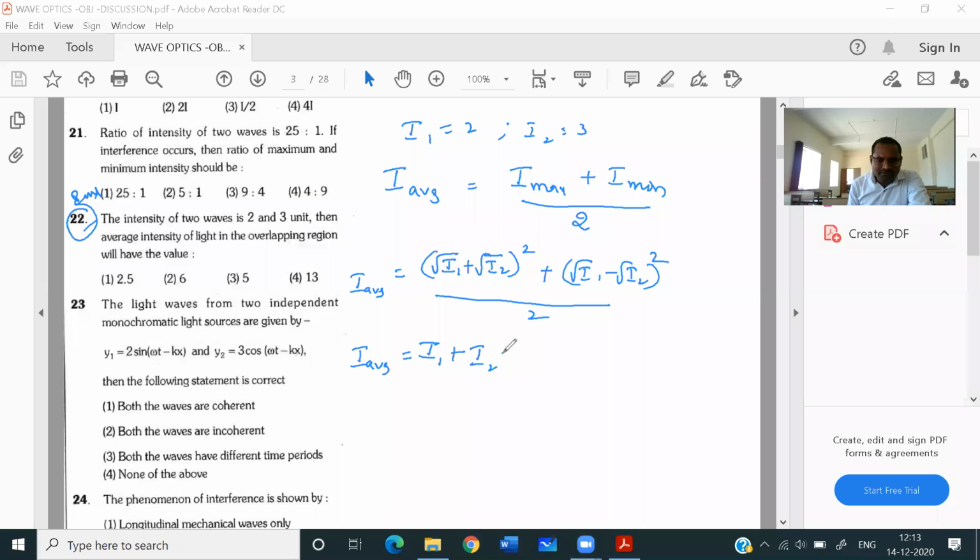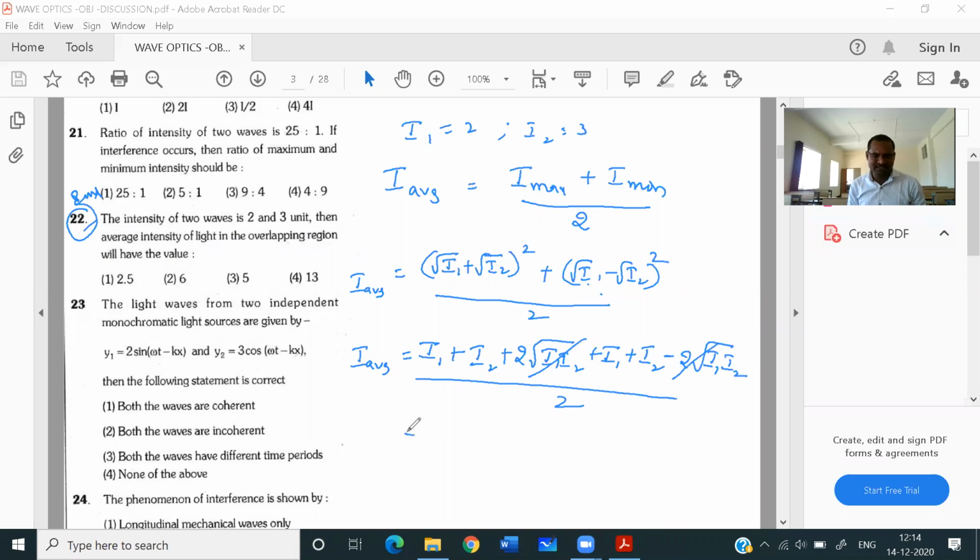I2 plus 2 root of I1 I2. And the other can be written as I1 plus I2 minus 2 root I1 I2. I am applying the A plus B whole square and A minus B whole square formulas here, divided by 2. The plus and minus terms cancel. You get 2 times I1 plus 2 times I2, by 2. Take 2 common, they cancel, and you get I1 plus I2.